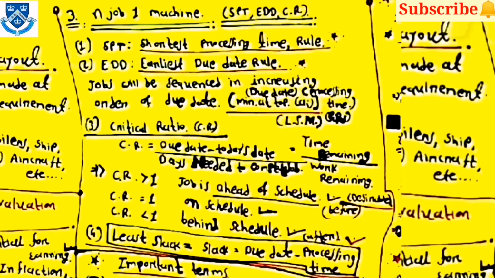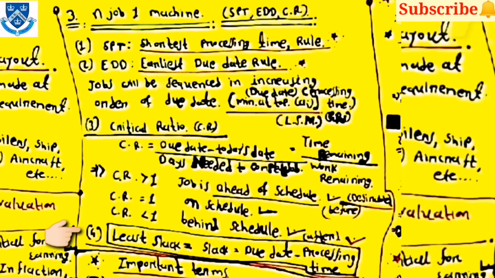Note that in EDD, the jobs will be sequenced in increasing order of due date. For critical ratio, CR is equal to (due date minus today's date) upon days needed to complete the job, which is equal to time remaining upon work remaining. If CR is greater than 1, the job is ahead of schedule; if CR is equal to 1, the job is on schedule; and if CR is less than 1, the job is behind schedule. So these are some notes.